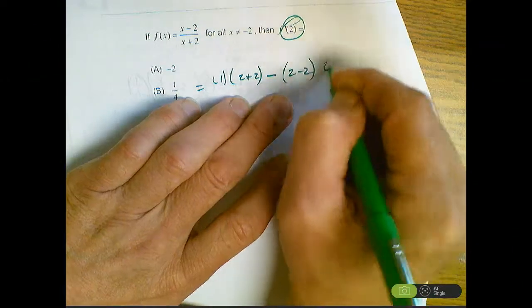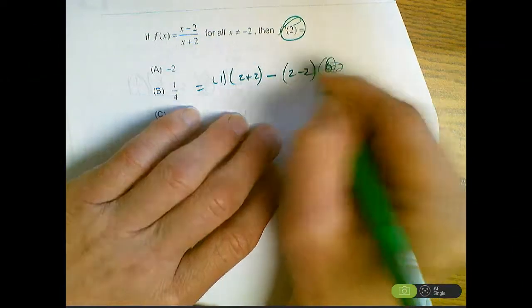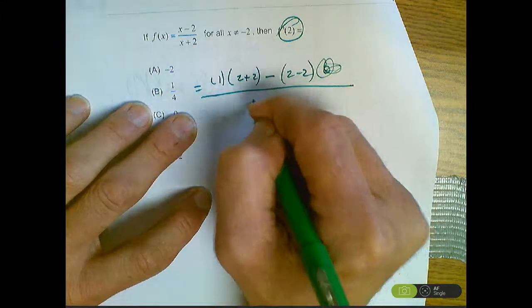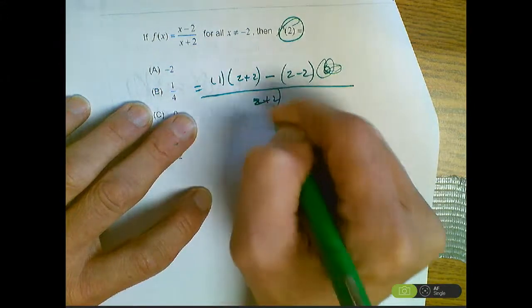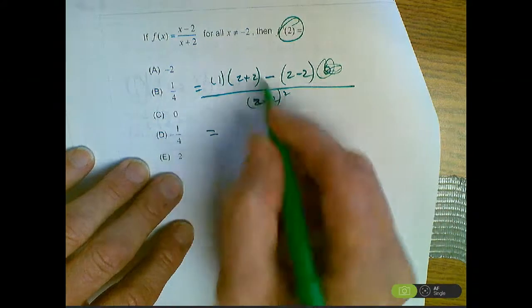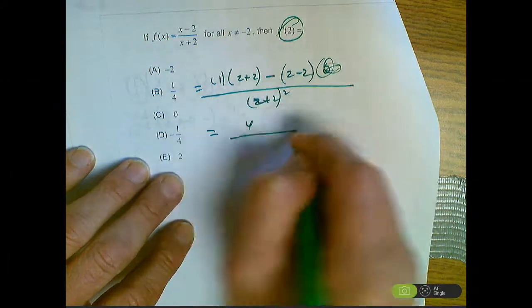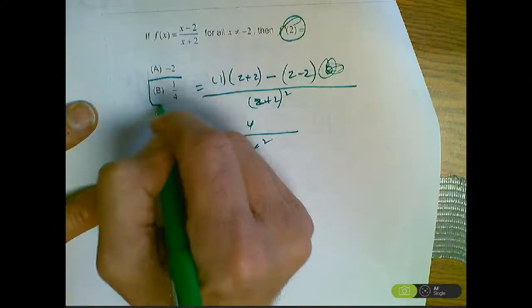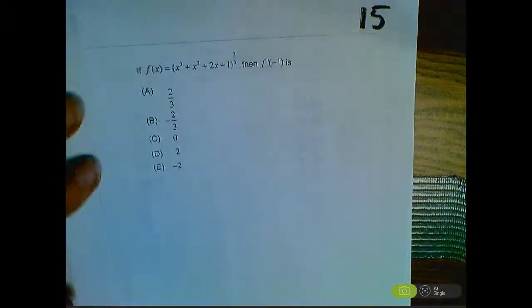I'm going to stop there because I got a 0 here, so I don't care to do the rest. Then over 2 plus 2, quantity squared. So what's left? 2 plus 2, which is 4, over 4 squared. I think 1/4 would be the answer. B, as in boy. Next problem, 15.